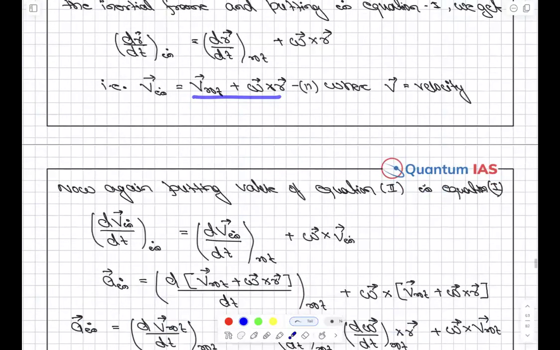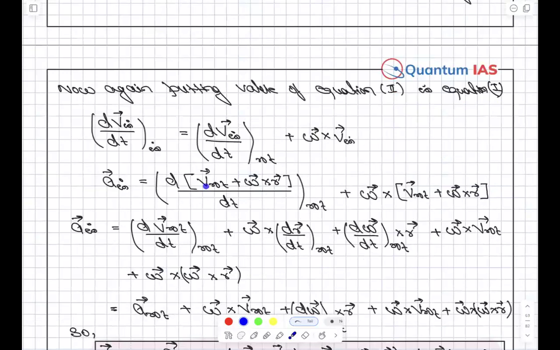What will happen? It will be v rod into omega cross r into dt. ठीक है? डिफरेंशिएट करना तो आता ही सबको, है ना? d omega v rod by dt, इसको क्या लिखेंगे हम लोग? a rotational, d v rod by dt in rotational frame. So everything rotational, that means it is the acceleration in rotational frame. ठीक है?